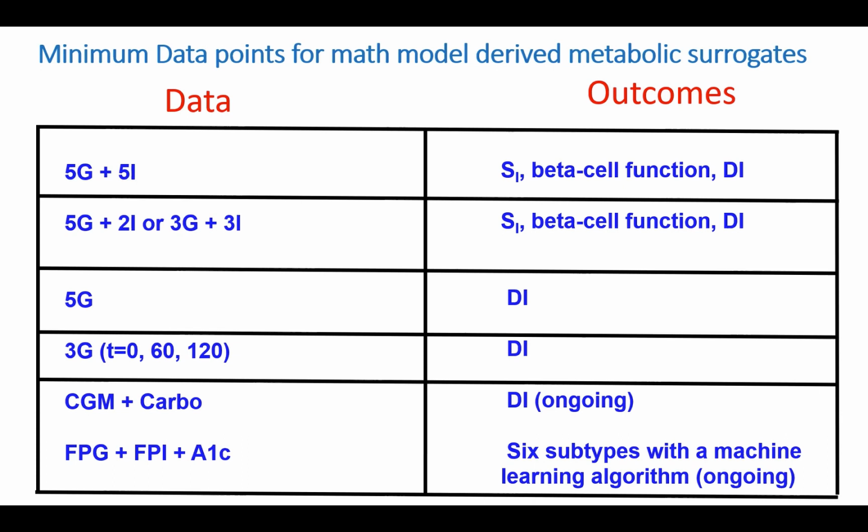Now with just 5 glucose points, we can estimate DI. Now with 3 glucose points, at 0 minute, 60 minute, and 120 minute, we can also estimate the DI. Now with CGM plus carbohydrate intake, they can estimate the DI. And finally, with fasting glucose and fasting insulin plus A1C, we produce 6 phenotypes with a machine learning algorithm. This is still going on.